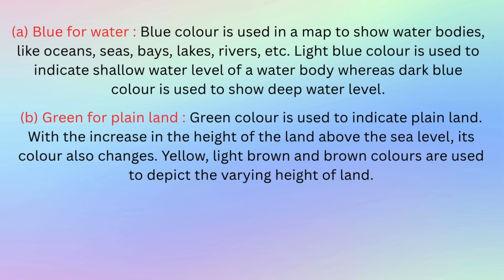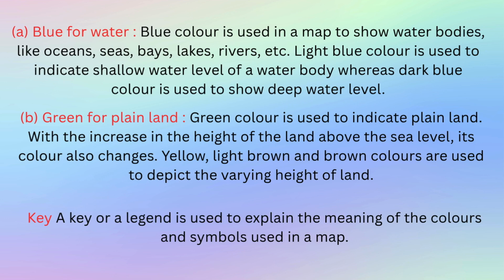B. Green for plain land. Green color is used to indicate plain land. With the increase in the height of the land above the sea level, its color also changes. Yellow, light brown and brown colors are used to depict the varying height of land. A key or legend is used to explain the meaning of the colors and symbols used in a map.